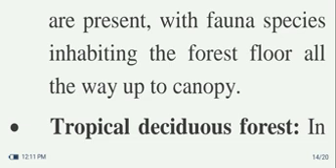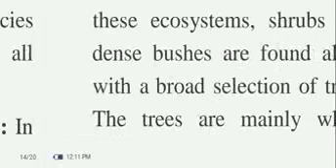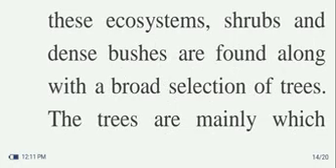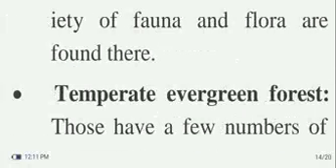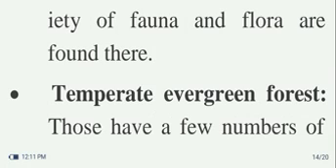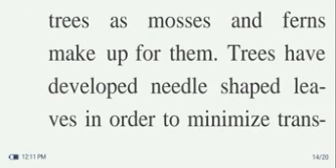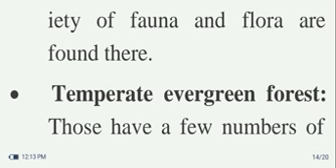Tropical deciduous forest. In these ecosystems, shrubs and dense bushes are found along with a broad selection of trees. The trees are mainly those which shed their leaves during the dry season. This type of forest is found in quite a few parts of the world, while a large variety of fauna and flora are found there. Then temperate evergreen forest. Those have a few number of trees, and trees have developed needle-shaped leaves in order to minimize.